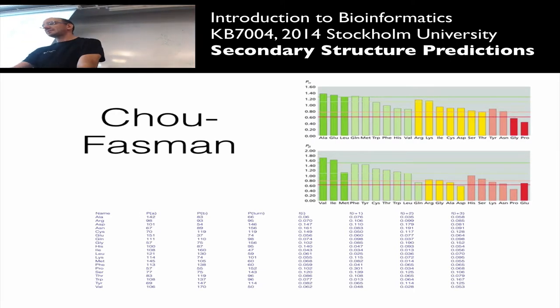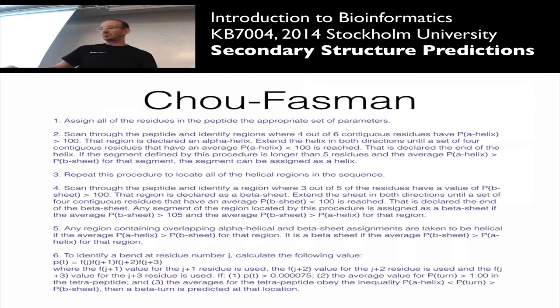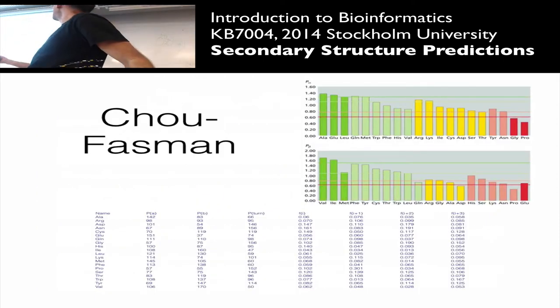And then basically what they did was that they set up some rules. You assign all the residues in the peptide to a proper set of parameters. You scan through here, and you classify them into strong alpha helix form, weak alpha helix form, strong beta form, and ones that are against alpha helix. So you have different groups.